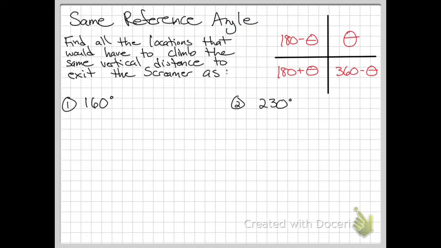Same reference angle. Every quadrant has one reference angle that's between 0 and 90 degrees, which means the same reference angle appears in every quadrant. You've seen this in your book and in some quizzes written this way. Find all the locations that would have to climb the same vertical distance to exit the screamer as if the screamer got stuck at 160 degrees. So here's what we do. There's formulas on the side if you love formulas, but the picture helps me the best. So draw what's happening for the screamer right now. Put our labels that we know.